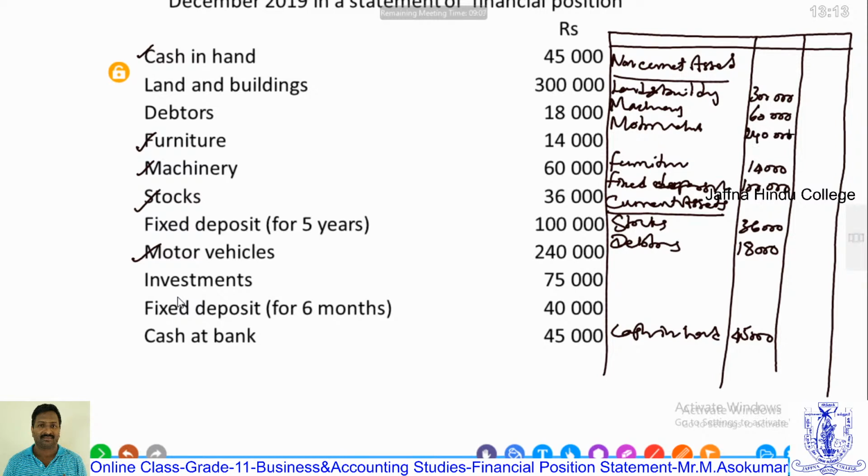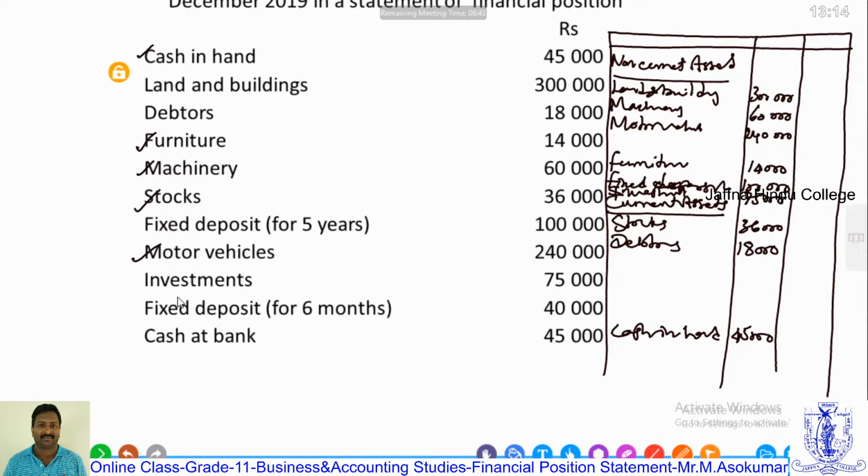Then investment. Investments are also considered under the non-current assets. The time is not specified, therefore we can consider it a non-current asset. Investment, rupees 75,000.